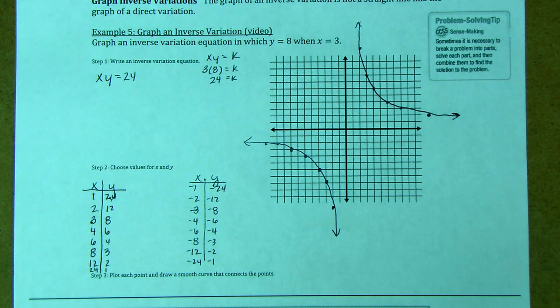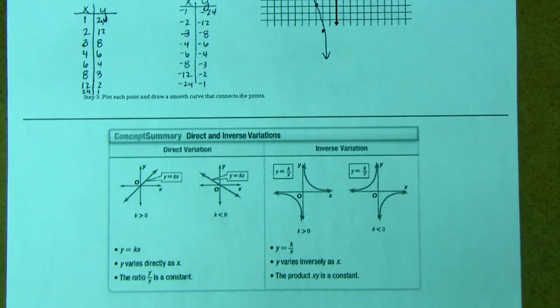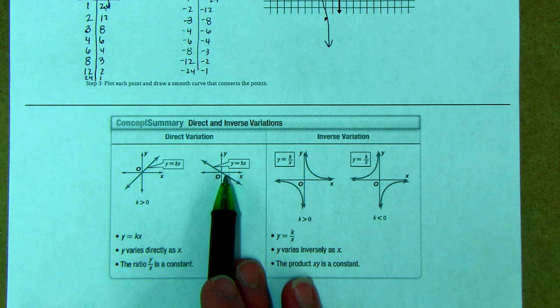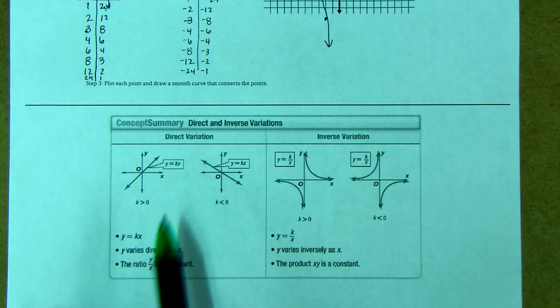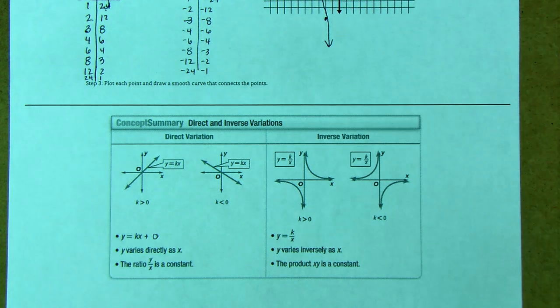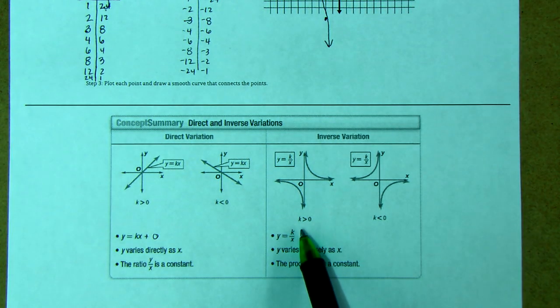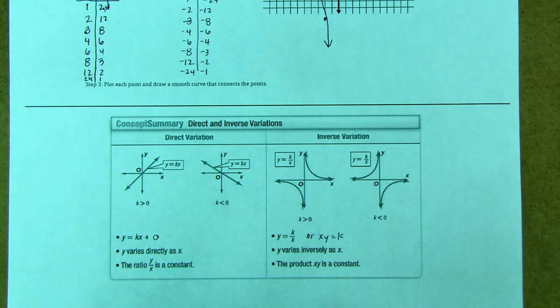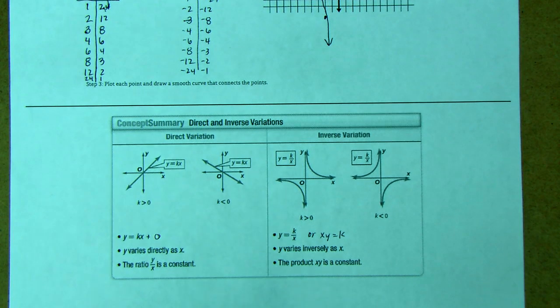Okay, take a look at the very bottom. Direct variation. Direct variation is linear, so it's a line that goes through the origin because your b is 0, so it has to go through 0, 0. Y varies directly as x. The ratio is y over x. It's a constant. Okay, if it's inverse, then it's k divided by x, or x times y equals k. And the product is a constant, and it's going to look like this or like this. Okay, positive or negative?